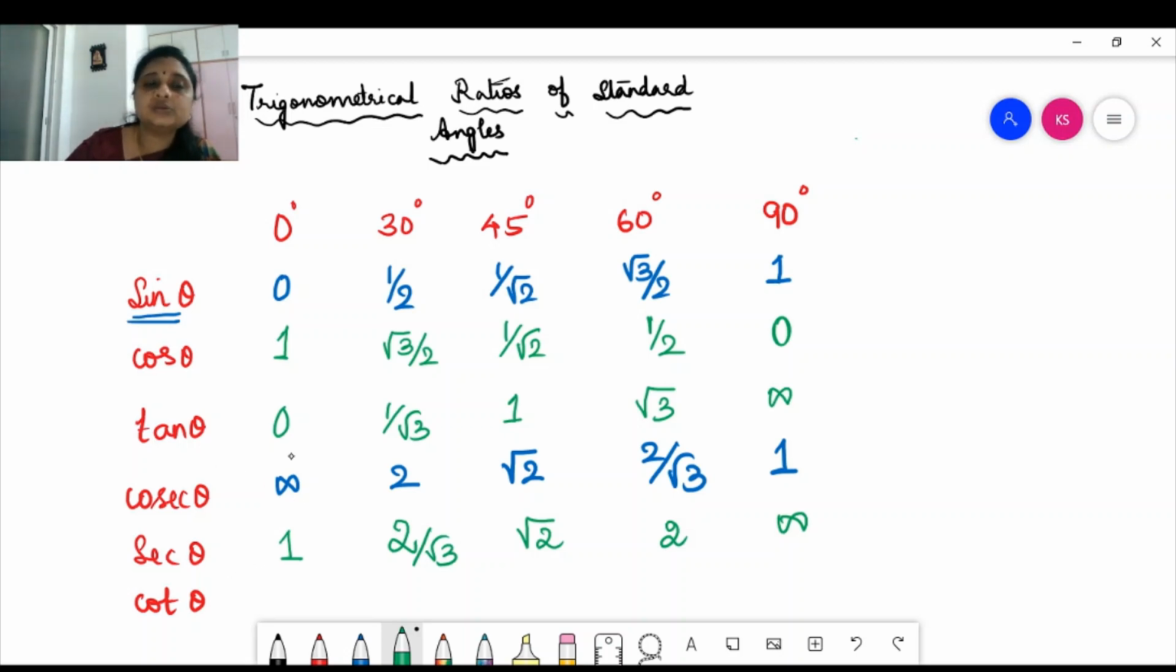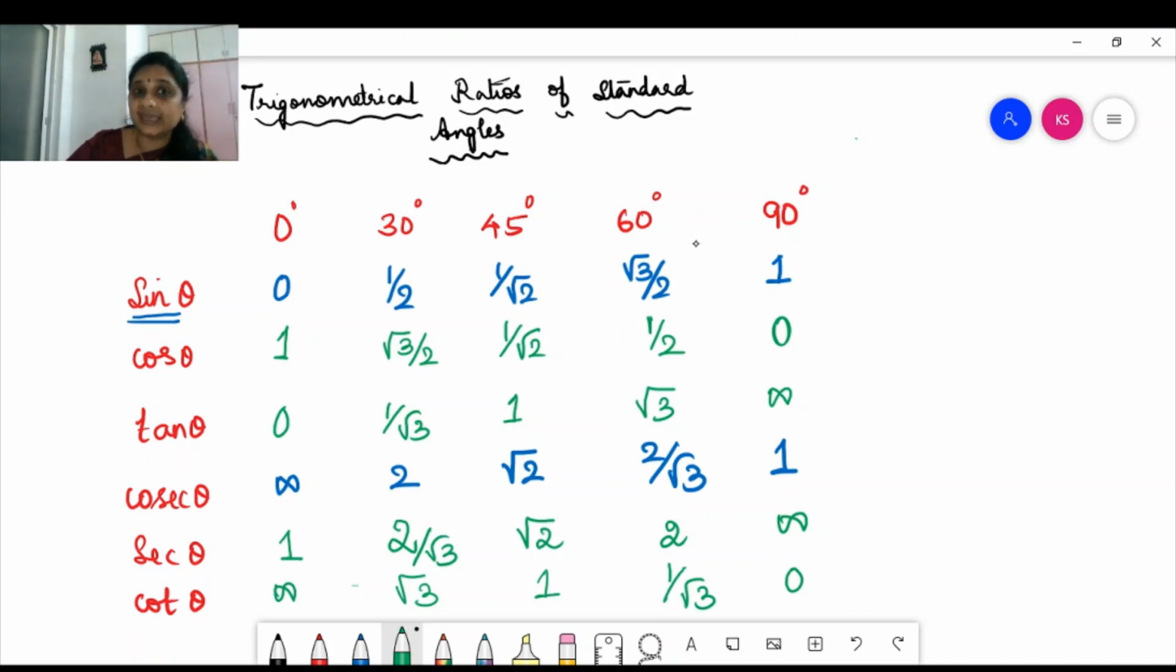Cot theta values are the reciprocals of tan theta values. So quickly we'll find the reciprocal. 1 by 0 is infinity. 1 by root 3's reciprocal is root 3. 1 by 1's reciprocal is 1. Root 3's reciprocal is 1 over root 3 and infinity's reciprocal is 0. So again, if you observe, it comes in the reverse order of tan theta. Cot theta is in the reverse order of tan theta. So you just have to follow it from infinity onwards, and you will come back to 0. So this is our table.